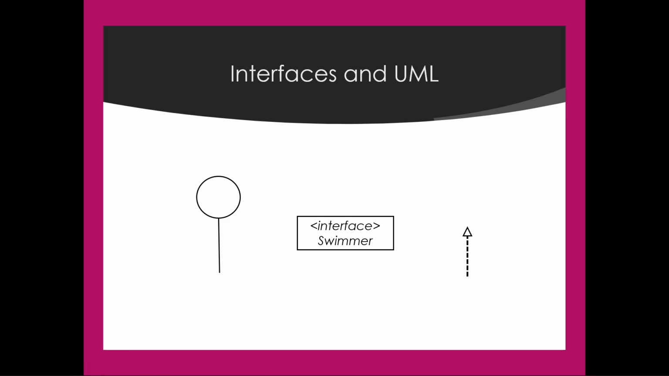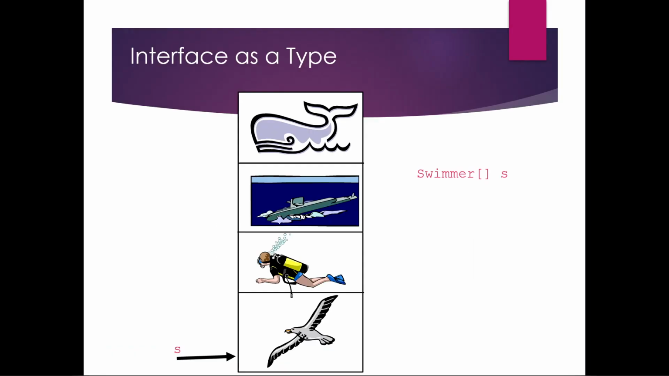Now, the primary use of interfaces is to define a set of behaviors that describe the role the interface is doing, like swimming or hunting or being a list or a set or a map if you're talking about data structures in programming languages. But interfaces can also serve as a type. I can have, for example, an array of swimmers. I could have whales and submarines and scuba divers and seabirds who sometimes swim a little as they dive underneath for fish.